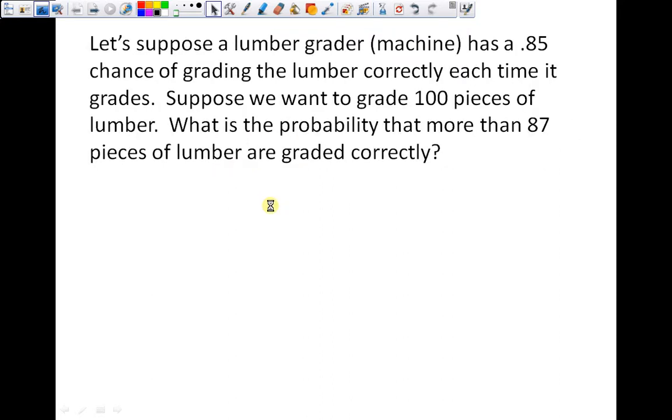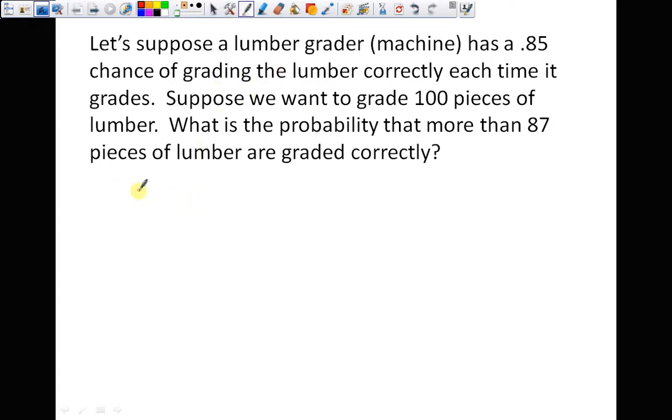So now let's talk. This is our last example. We've got a little bit bigger scale here. Same setup, but we're grading 100 pieces of lumber. And we're trying to find what is the probability that more than 87 pieces of lumber are graded correctly. So first I want to go back to our formula. We can get the probability of getting exactly, let's see, more than 87. We got to think what that means. That means 88 all the way up to 100.